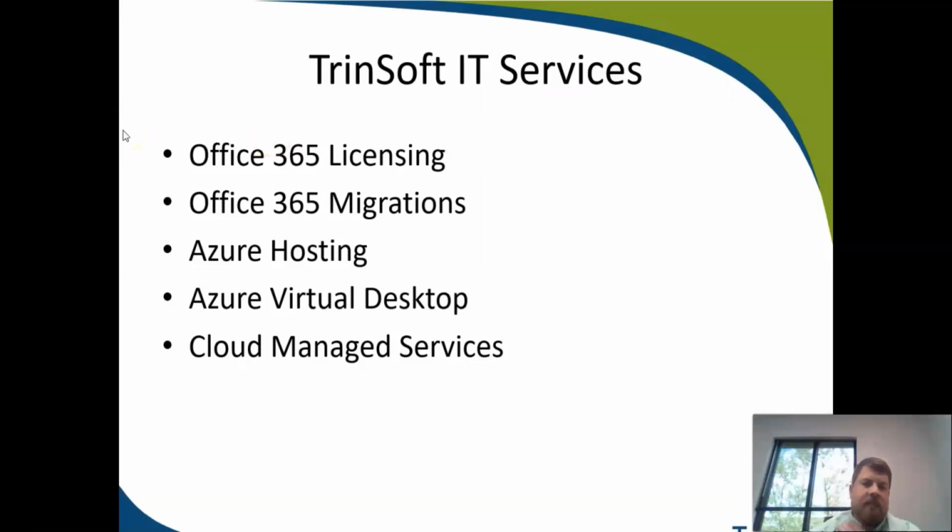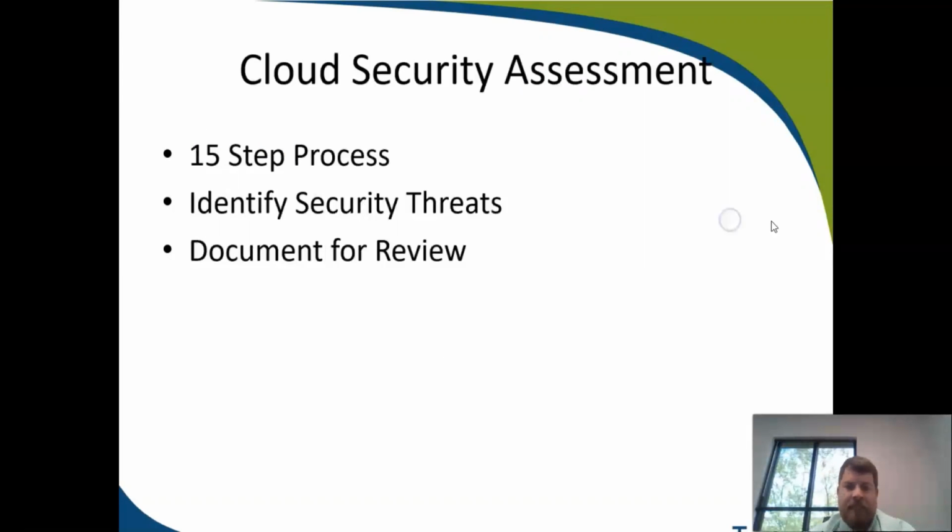So that's just a quick introduction on our services. The next piece is, for the next 10 minutes or so, we're going to talk about our cloud security assessment. We've put together a list of 15 things that we're looking to check for our clients, or maybe not our clients. The idea here is we're looking at your cloud applications, whether that's Office, Azure, your disaster recovery, those types of things. And then we're going to identify any security threats or holes, gaps where you may need to address them. At the end of that process, we will provide a document for you to review.